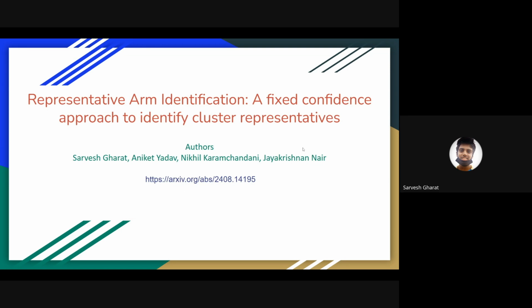So to start with, I will be presenting our work on RAI, also called representative arm identification. And here we are dealing in a multi-arm bandit setting, particularly in the context of fixed confidence. So what is fixed confidence? It's like you want to complete a particular task within a minimum confidence threshold. It can be any task to solve, and I give you an error probability. So with that error probability, you need to solve that particular task.